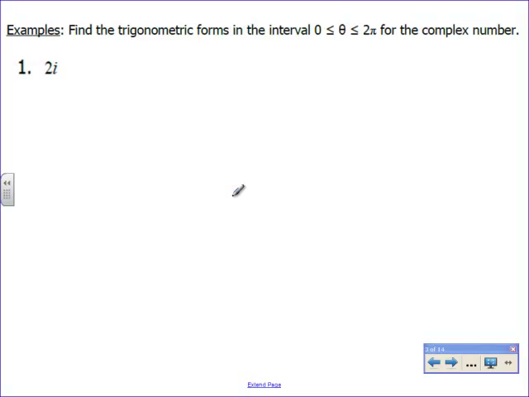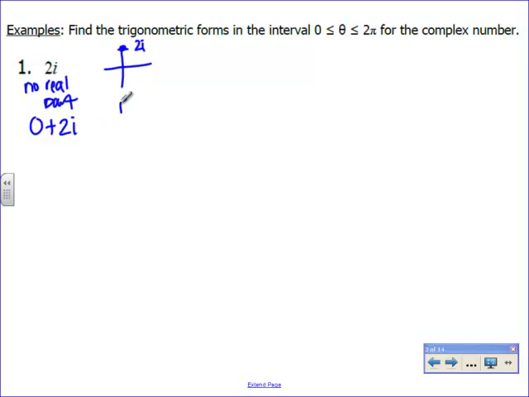Find the trig form of the complex number. It asks you to find it for theta between 0 and 2 pi. So we're going to start off by plotting the point. 2i has no real part. So all I've got is really 0 plus 2i, which means over 0 and up 2i. So I've got a point up here at 2i.